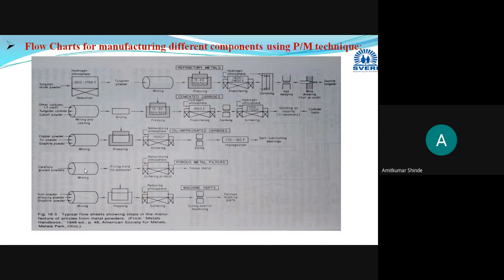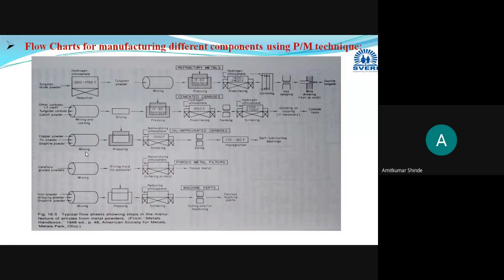Is it visible? First, let me clear it. Please reply whether these diagrams and their names are clearly visible. Yes, sir. Okay, then we will start.